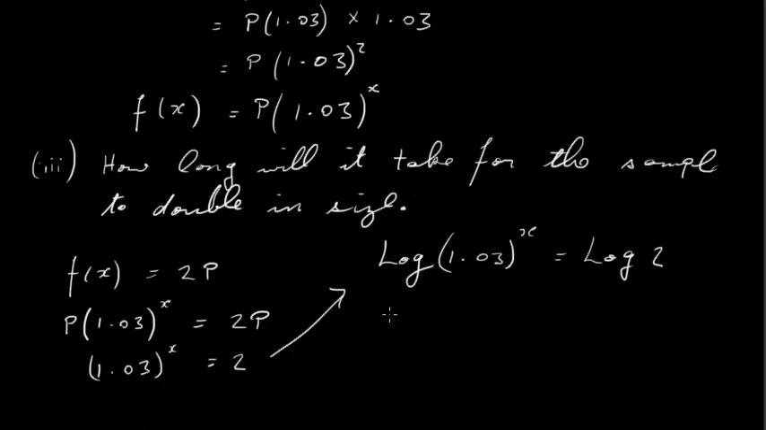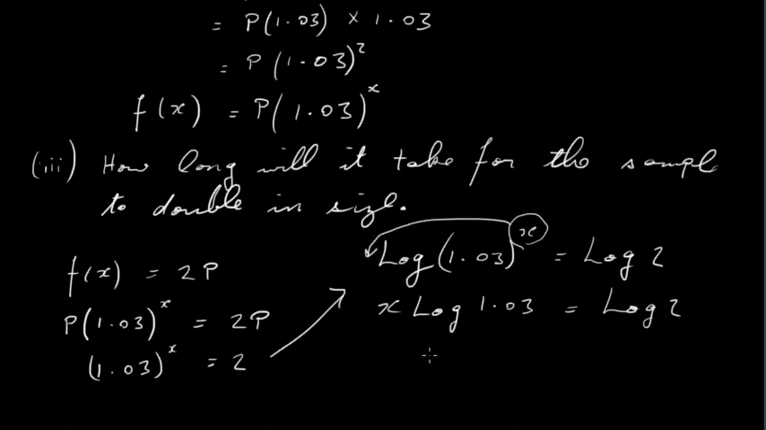So let's have a look at that. Bring the x down here, so that's one of the laws of logs. X log 1.03 is equal to the log of 2. So x multiplied by the log of 1.03. All I've done is taken this x here and brought it down here. It's one of our laws of logs. So let's divide across then so I can isolate x. So x is just going to be equal to the log of 2 over the log of 1.03.